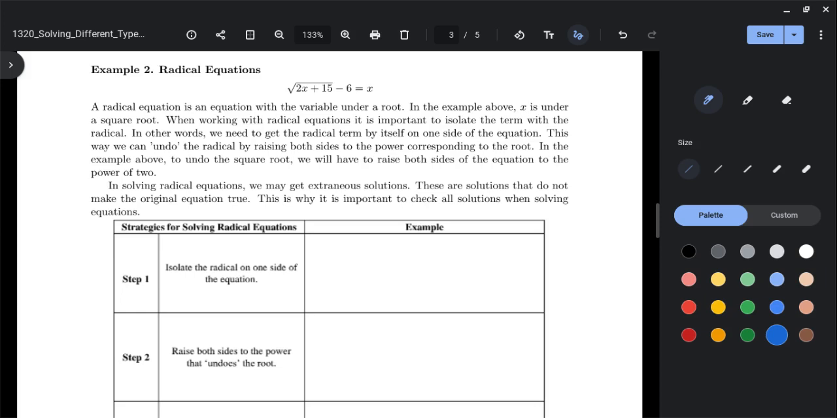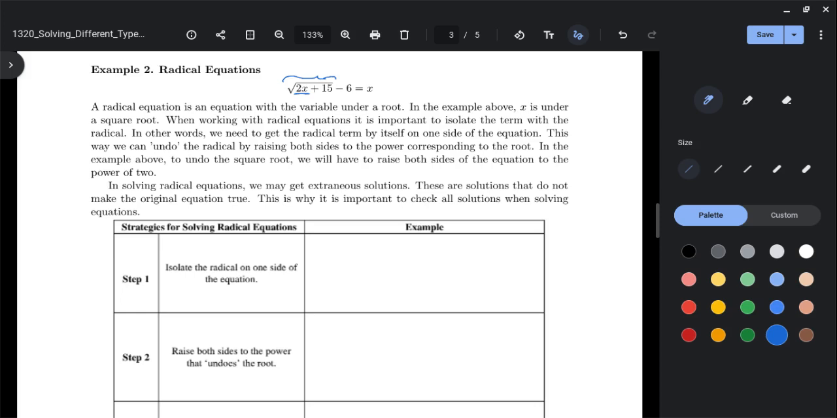One thing that we're going to want to do is isolate the term with the radical. So in this case, we have the equation square root of 2x plus 15, all under the root, minus 6 equals x. We have our variable in our term 2x under the square root. And so we're going to try and get this square root all by itself on one side of our equal sign. And then we can go about undoing that root and solving for our variable x.